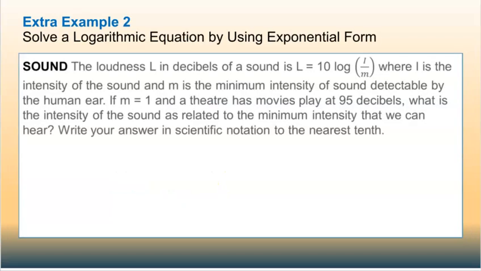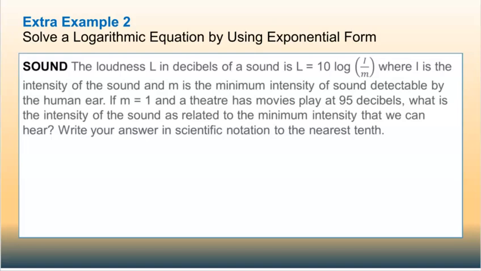Now, how does it work with a word problem? Here it says the loudness L in decibels of a sound is L equals 10 times log of I divided by M, where I is the intensity of the sound and M is the minimum intensity of sound detectable by the human ear. If M equals 1 and a theater has movies playing at 95 decibels, what is the intensity of the sound as related to the minimum intensity that we can hear? Write your answer in scientific notation.